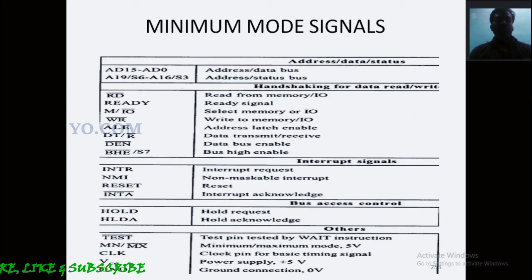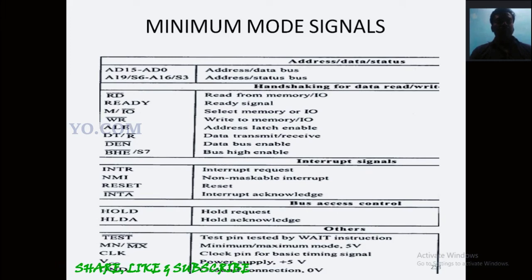Next one is the interrupt signals. INTR is the interrupt request, and NMI is the non-maskable interrupt. Then reset is also one of the hardware interrupts. And then INTA, interrupt acknowledge. These four pins are considered as interrupt signals. Next one is bus access control, hold and hold acknowledge. Hold and hold acknowledge are used to control the bus access by external hardware.